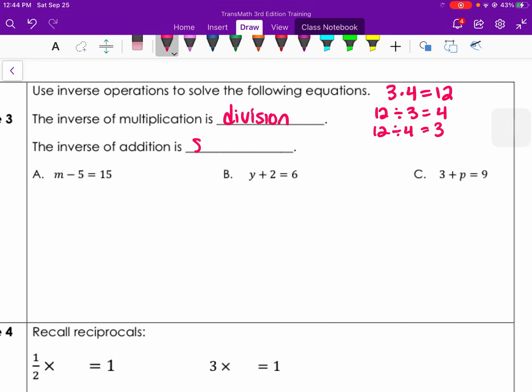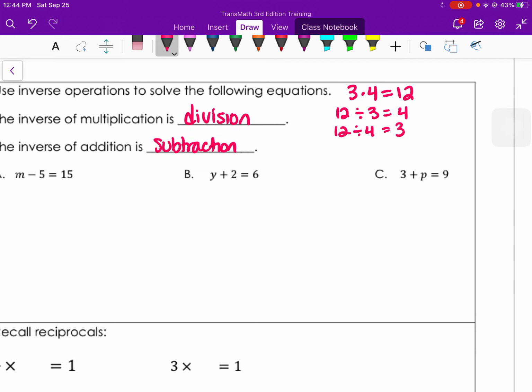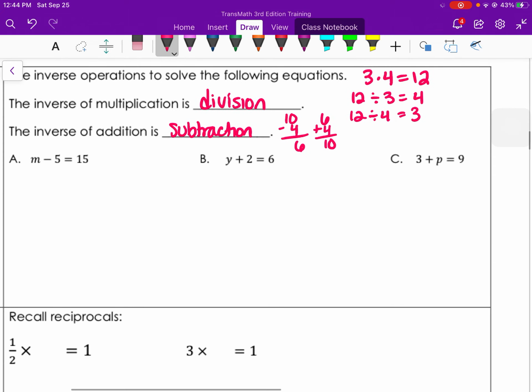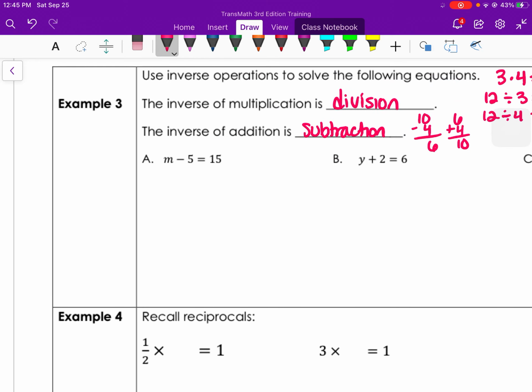And the inverse of addition is subtraction. You might be familiar with that, like checking your work. If you know that 10 minus 4 equals 6, then that means that 6 plus 4 equals 10. So they undo each other as well. So in solving equations, we're going to use inverses because we know that the inverse of -4 is +4, the opposite. And when you add a -4 plus a +4, you get 0. And sometimes that's what we want.